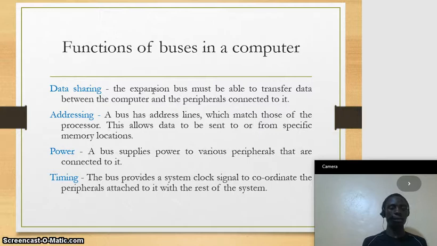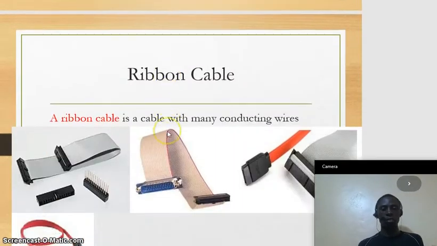Okay, so when a peripheral is connected, the bus will time it and connect it to a given component on a computer case. Okay, so the bus provides the system clock, and that signal helps to coordinate other components in the computer.